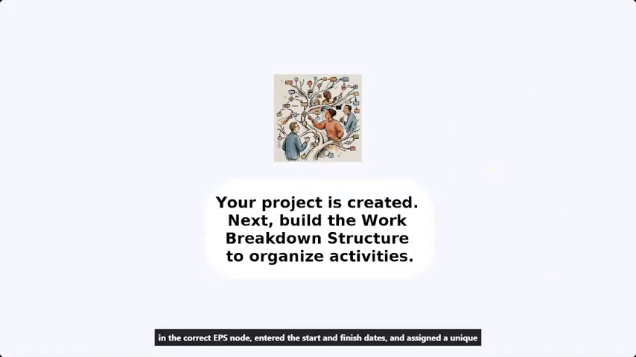You now know how to create a properly configured project in Primavera P6. You placed it in the correct EPS node, entered the start and finish dates, and assigned a unique identifier. The project now lives in the database with all the needed details. These elements give your schedule a solid foundation. This configuration is the critical first step for all future work. That's it for this lesson.